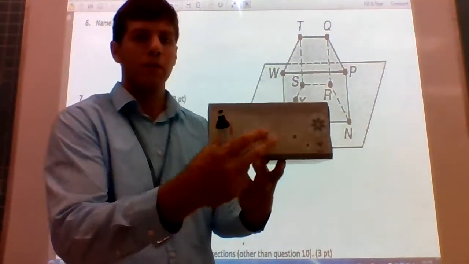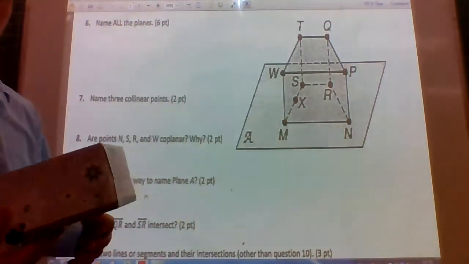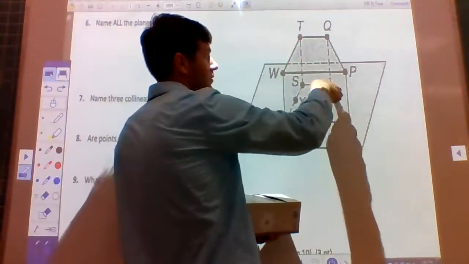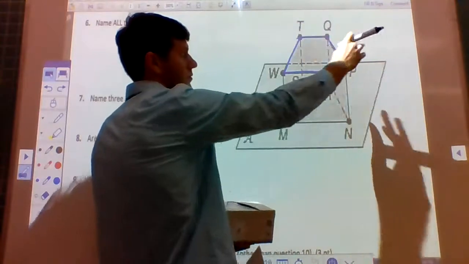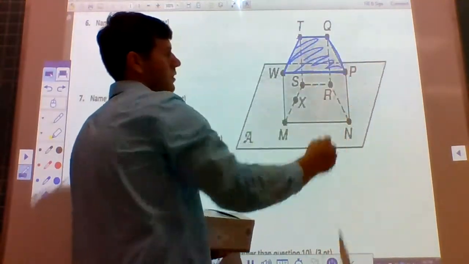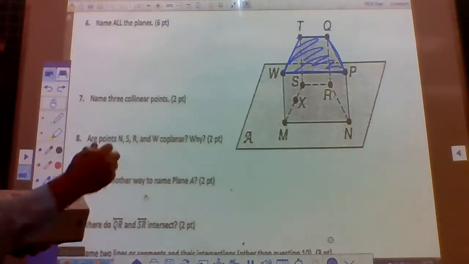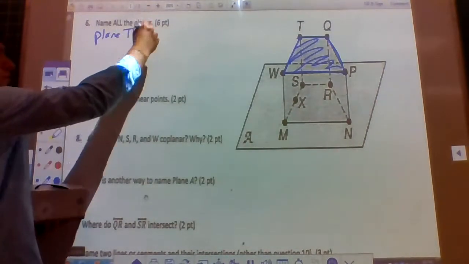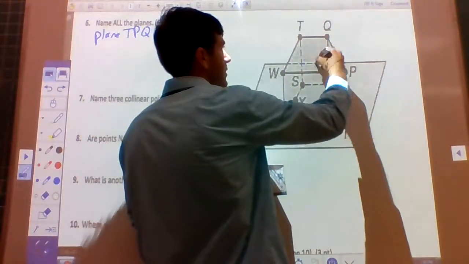So you're going to have a front, a back, a left, a right, a top, and a bottom. So we got to name all of those. Let's start with the top. So here's our top plane. We need to pick 3 points that are in that plane that aren't all in the same line. How about T, Q, and P? So we can name this plane TPQ.